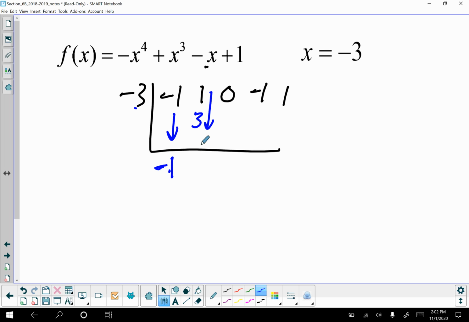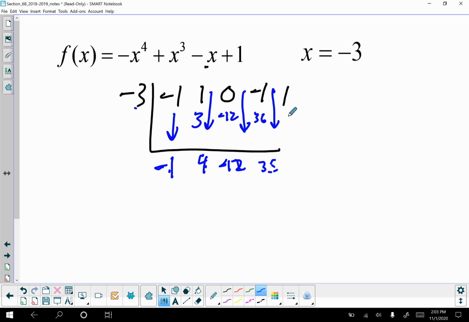Add straight down. That's going to give me 4. 4 times negative 3 is negative 12. Add straight down, so I get negative 12 down here. Negative 12 times negative 3 is 36. I'm going to add straight down. That's 35.